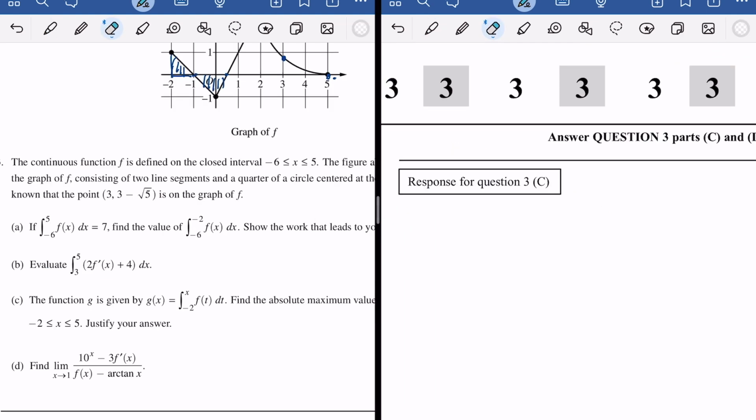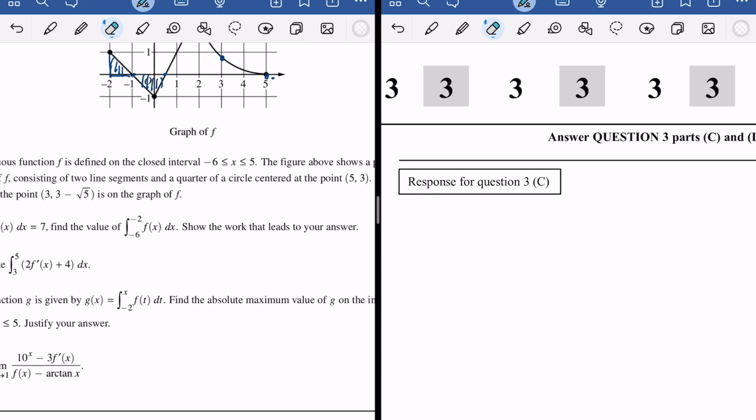Part C is giving us a g function, the antiderivative from -2 to x of f of t dt, finding the absolute maximum value.